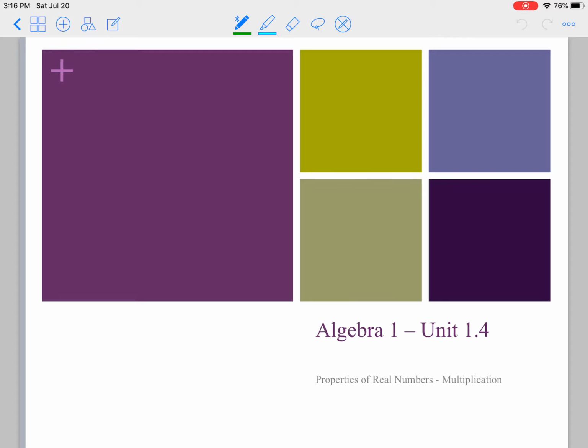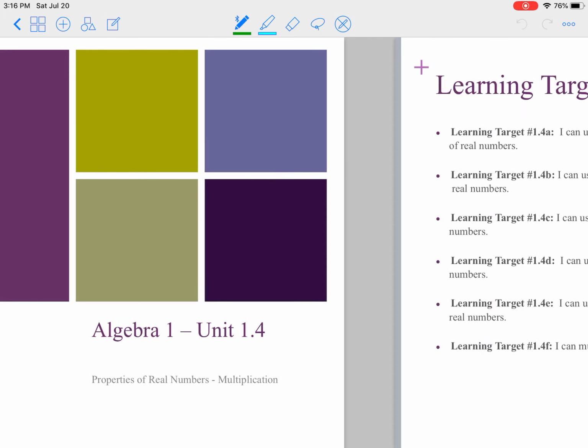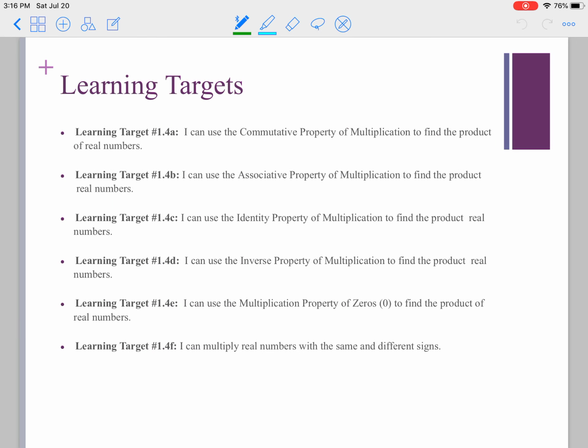So moving on to our learning targets. We have 6 learning targets, all of them using properties, in this case with multiplication. We're going to learn to use these properties, but before we can learn to use them, we do have to learn what they mean, the terminology involved with each of them.